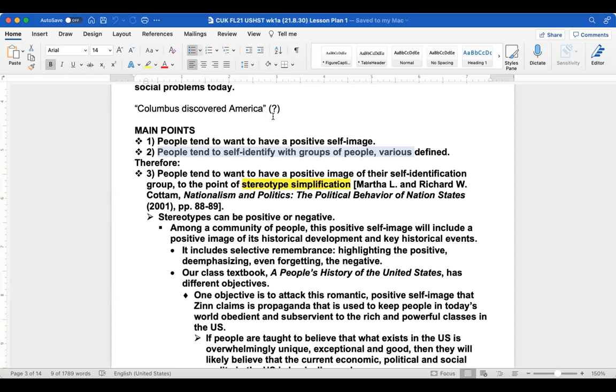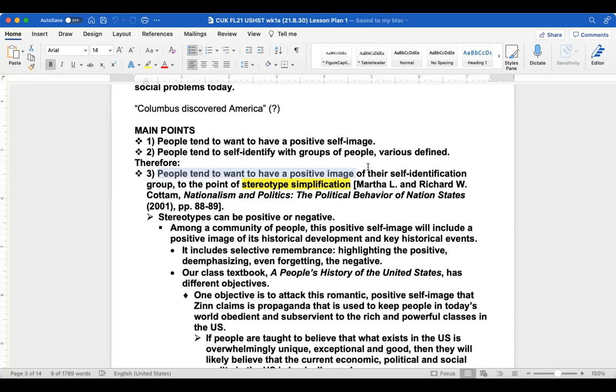And so that is the big debate, the political controversy today, on August 30, 2021, in the United States, about whether or not Howard Zinn's ideas and critical theories about racism in America should be taught in schools, high schools, and governments in Ohio and in other states are passing laws forbidding critical race theory right now. So people tend also to want to have a positive self-image of their self-identification group. So if I'm an American, I want to feel good about America, typically.